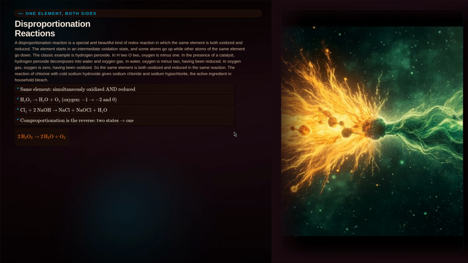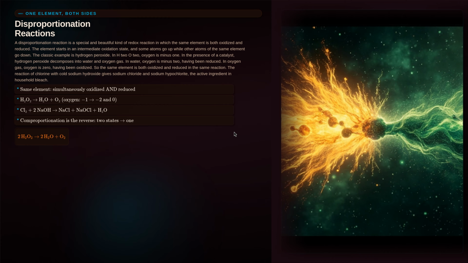In hydrogen peroxide, H2O2, oxygen has oxidation number -1. In the presence of a catalyst like manganese dioxide, hydrogen peroxide decomposes into water and oxygen gas. In water, oxygen is -2, having been reduced. In oxygen gas, oxygen is 0, having been oxidized. So the same element, oxygen, is both oxidized and reduced in the same reaction.